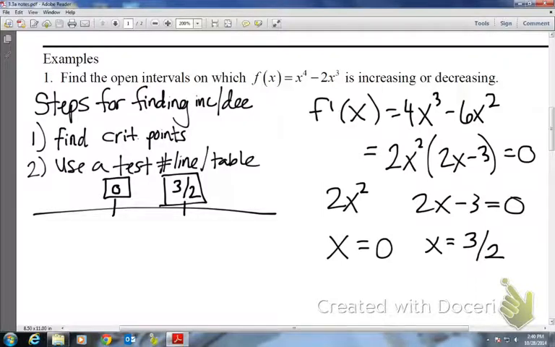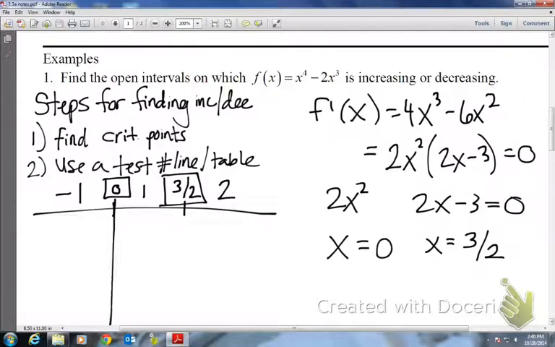So if I think of a number line in my head, if I have 0 here, anything to the left of 0 would be a negative number. So I'm just going to choose the easiest negative number I can think of. I'm going to choose -1. And then I need a number in between 0 and 3 halves, so maybe like 1 would work. And then I need a number to the right of 3 halves, so maybe 2. So those are my test numbers. So here's my test number line.